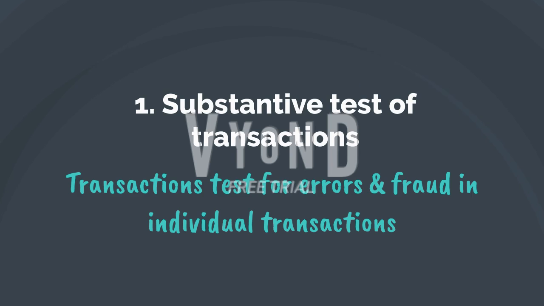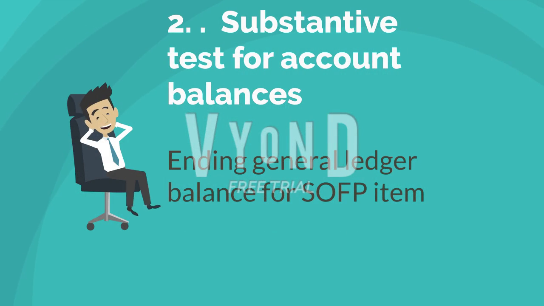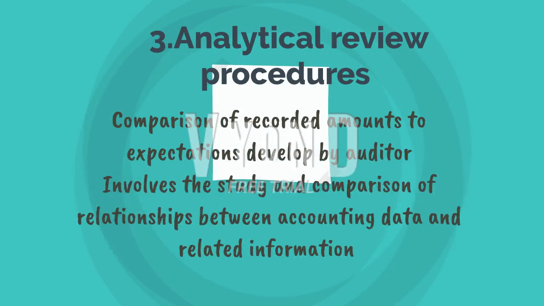Substantive test of transactions, or test of details of classes of transactions, tests for errors and fraud in individual transactions. Substantive test for account balances, or test of details of account balances and disclosures, tests the ending general ledger balance for a statement of financial position item. Analytical review procedures: comparison of recorded amounts to expectations developed by the auditor, involving the study and comparison of relationships between accounting data and related information.